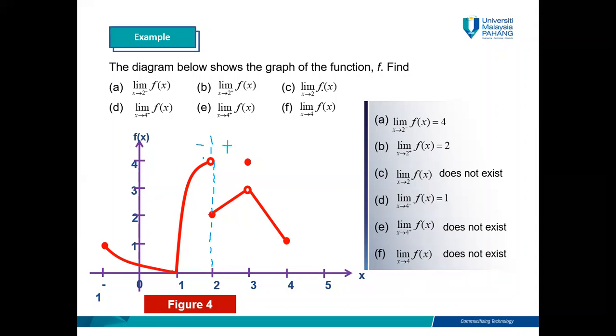So which function approaches 2 from the left? This function. It approaches 4. So the limit of f(x) when x approaches 2 from the left is 4. Now 2 from the right. Here it approaches 2 from the right, so it is 2. So therefore the limit of f(x) when x approaches 2 does not exist, because the left limit is 4 and the right limit is 2. They are not the same. So the limit of f(x) when x approaches 2 does not exist.